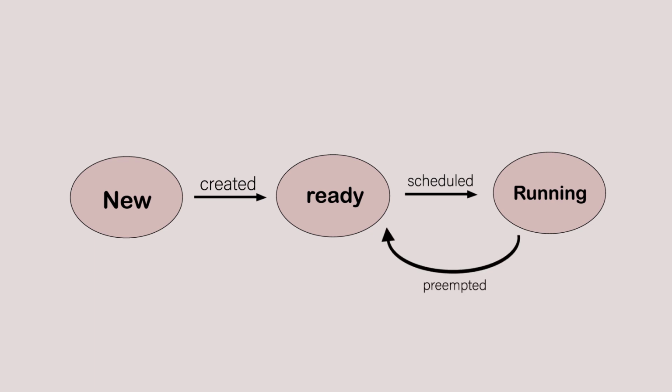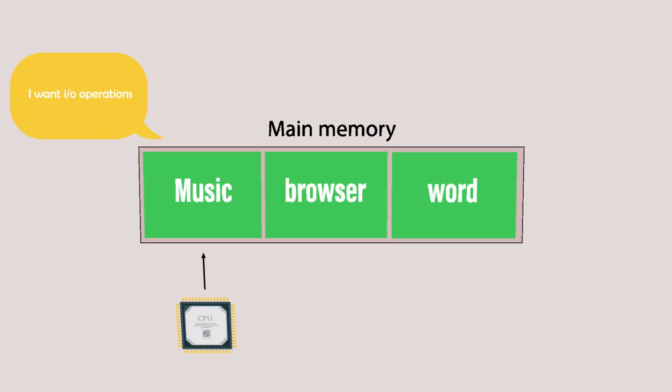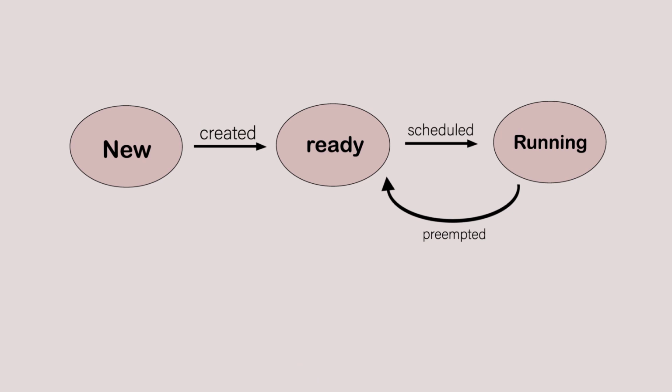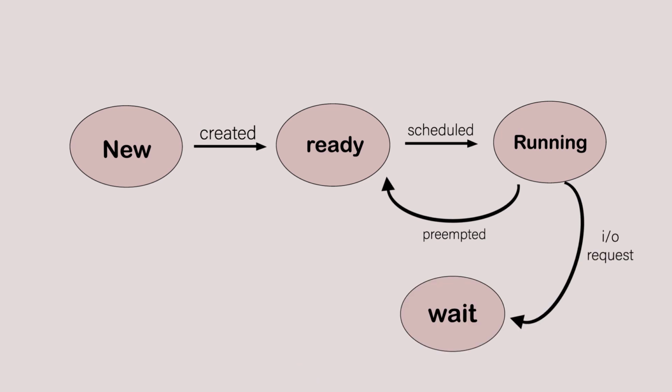Another thing that can happen while the process is in the running state is that it can require some input or output operation. The CPU cannot wait until then, so the CPU stops the execution and the process goes to waiting state, where it will complete the input or output operation. After completing the input-output operation, the process goes to ready state.